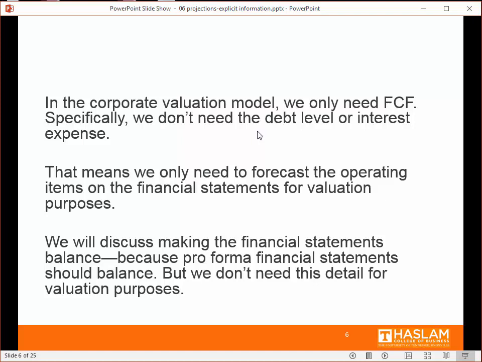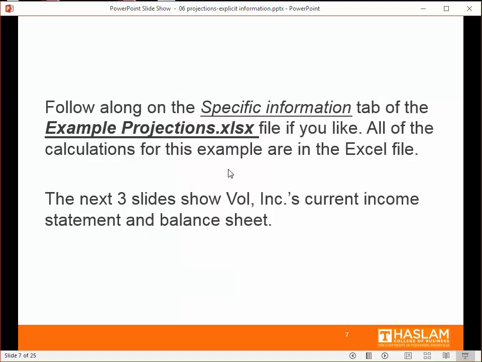So for the free cash flow model, we don't need to project debt level or interest expense, but we will do so because having complete financial statements is very important. So follow along if you want to on the file exampleprojections.xlsx, and the tab is specific information tab, and you can follow all these calculations along on the Excel file.